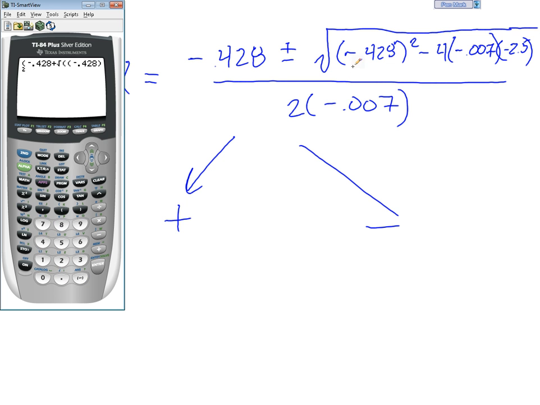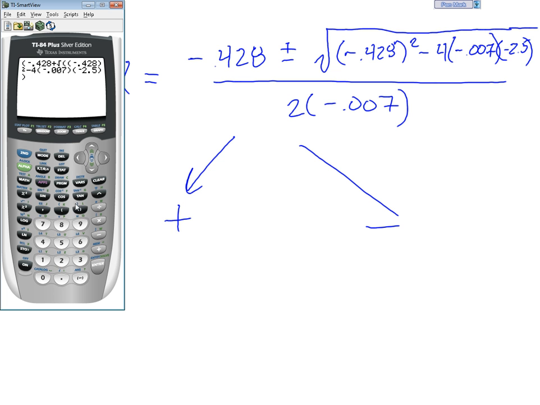I'm putting that in parentheses because I want to tell my calculator that it's supposed to square the entire value. It's negative 0.428 times negative 0.428. Minus 4 times negative 0.007, there's my A, times my C, negative 2.5, just like I see it. And now I've got to close the parenthesis for my square root. That's closing that guy right there.